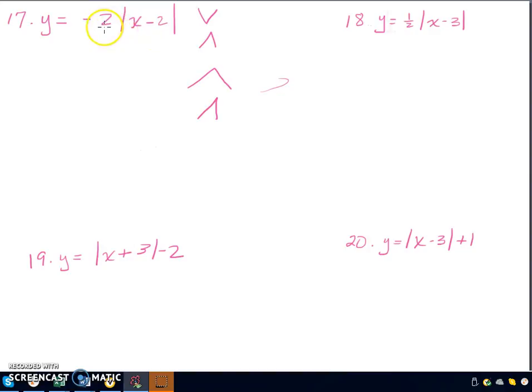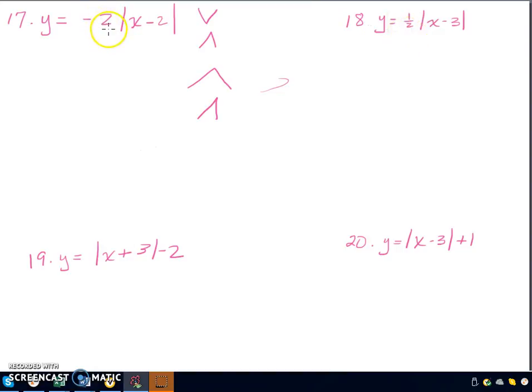So what you need to know is that if the coefficient is a whole number greater than 1, your graph is going to be skinny. If your coefficient is less than 1, your V is going to be very fat. So it's pretty much opposite of what you would think. You would think a whole number means you're going to have a fat graph and a small number means you're going to have a skinny graph, but that's not how it is.